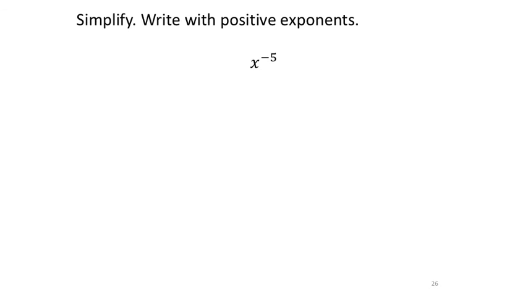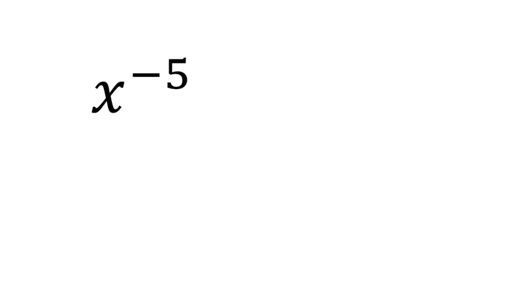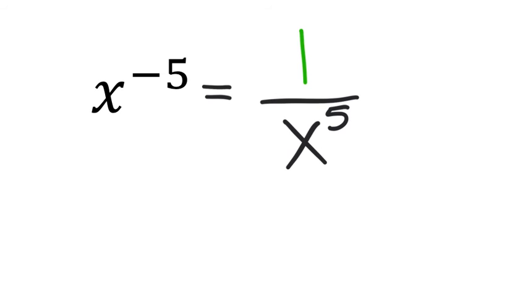Here we go. Just write this with positive exponents. This negative exponent garbage, we don't really want it there. So let's make it a positive exponent. Now, this means that instead of x to the power of negative 5, it's x to the power of positive 5, and then you have this 1 in the numerator. So it's 1 over x to the power of 5. Hey, well, that's written with the positive exponent. That's good enough.